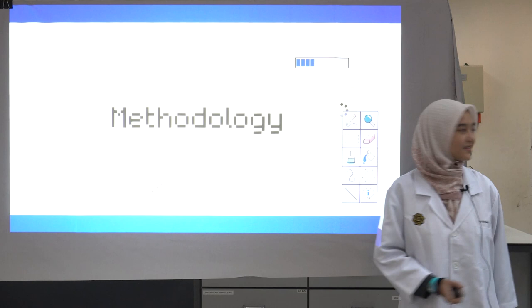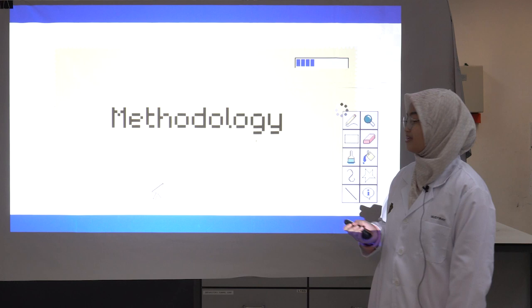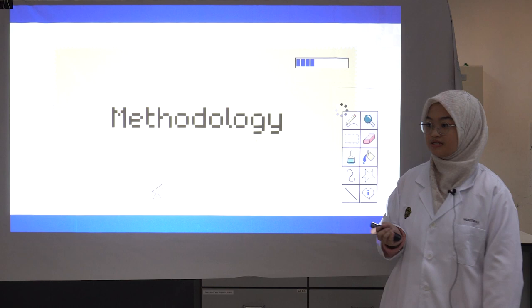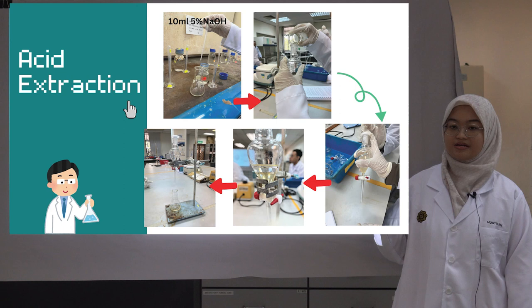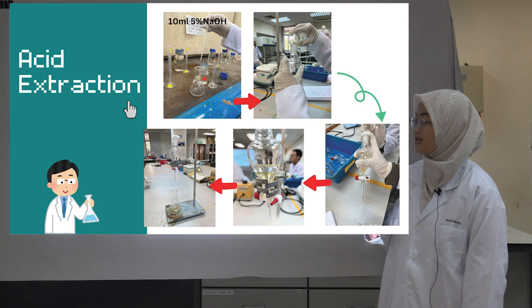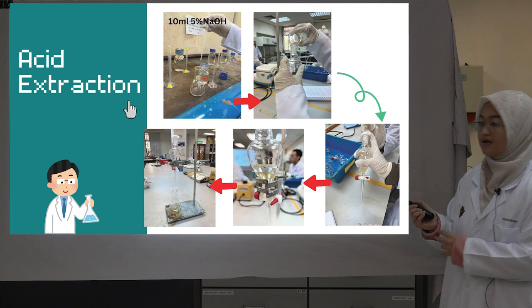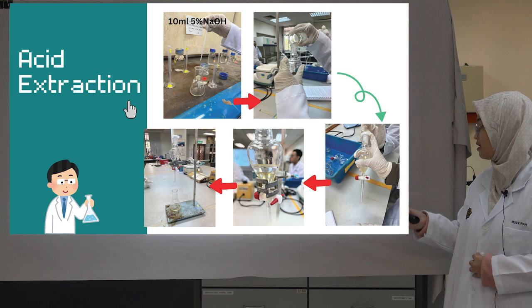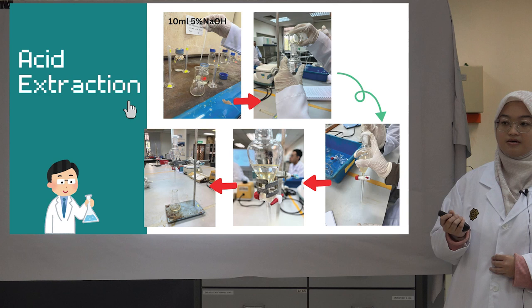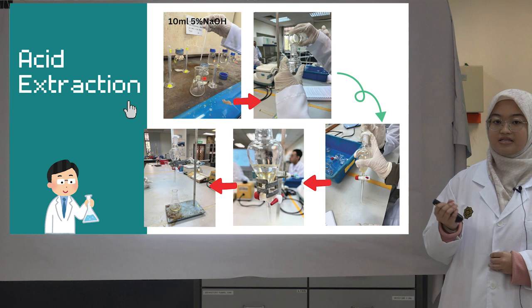Okay, thank you Dania. For the next part, we will look at the methodology, which consists of acid extraction, base extraction, and neutral extraction. For the first part, to extract the acid, we need to add 10 ml of 5% NaOH into the separatory funnel. Then we shake the funnel vigorously several times and open the stopcock to release the pressure. Make sure when you shake the funnel, the tip faces away from others. And then put it back at the retort stand.